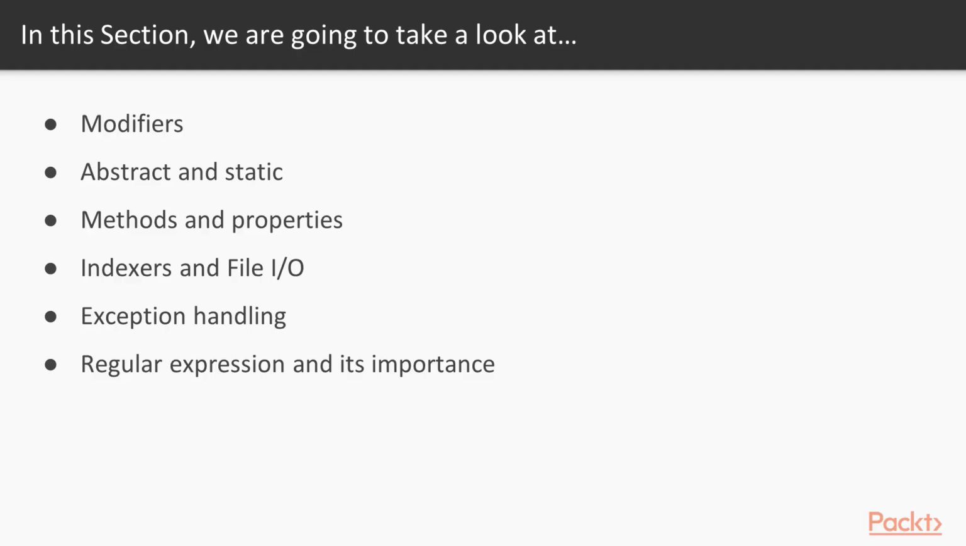In this section, we will look at modifiers. We will also see abstract and static. Next, we will discuss methods and properties. Further, we will move to indexers and file I/O. After that, we look at exception handling. And finally, we will discuss regular expression and its importance.